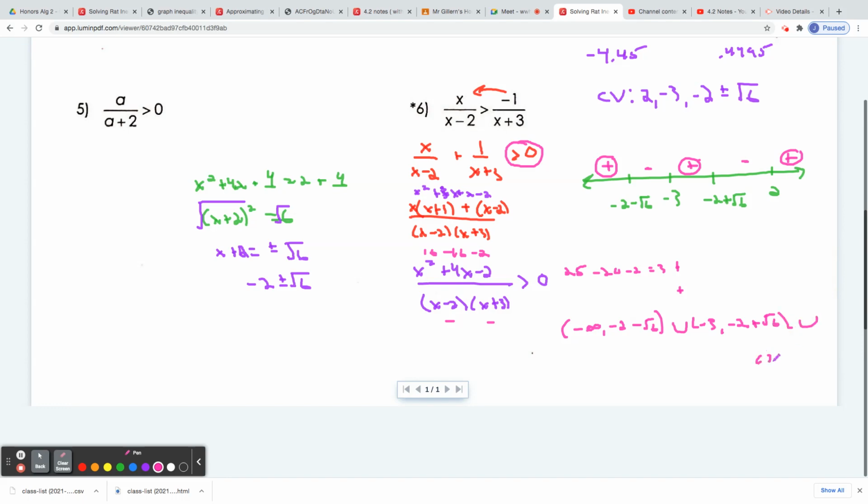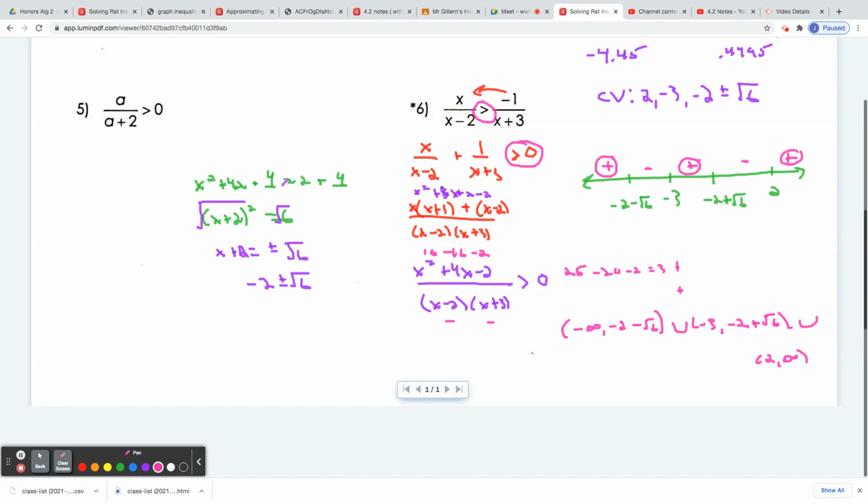Union 2 to infinity. Now, I used all parentheses because it was just a greater than. There was no equal to, so you didn't have to worry about it. All right. If this was a greater than or equal to, the 2 and -3 would have gotten brackets. All right. That would have gotten brackets.